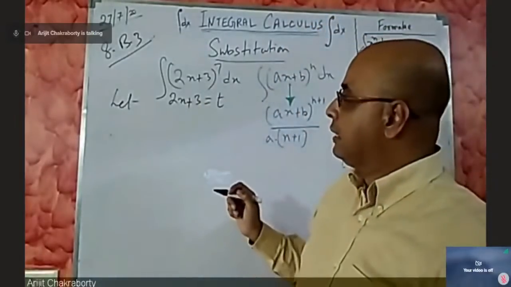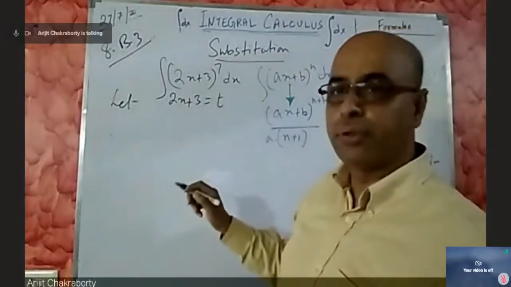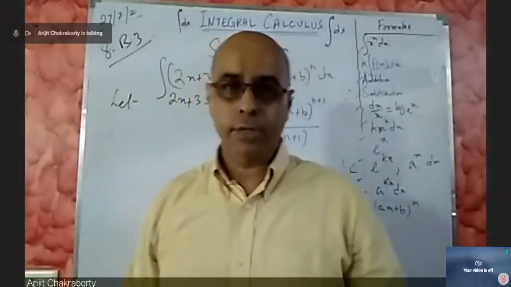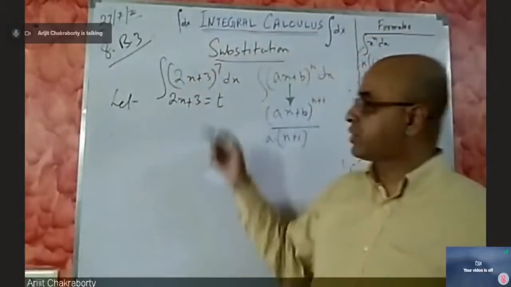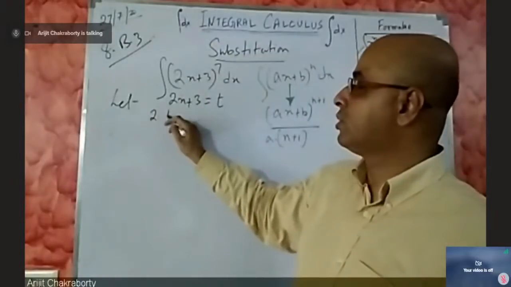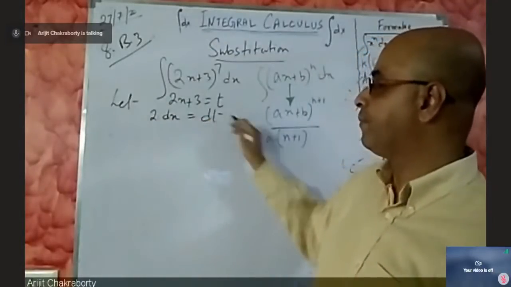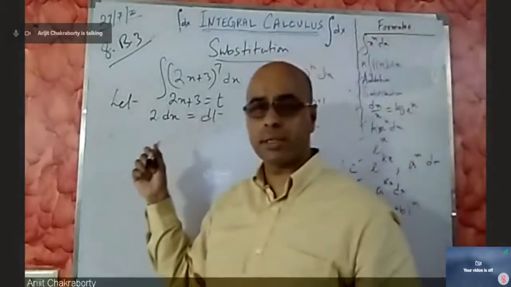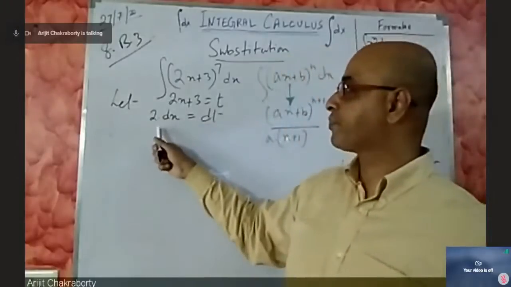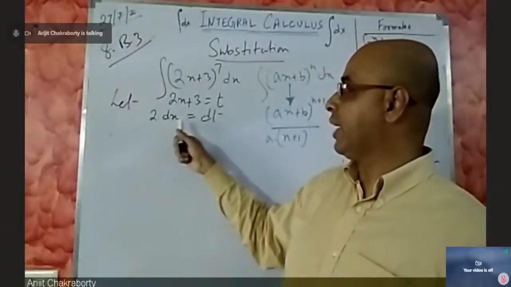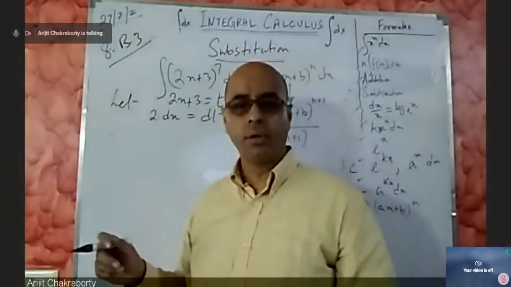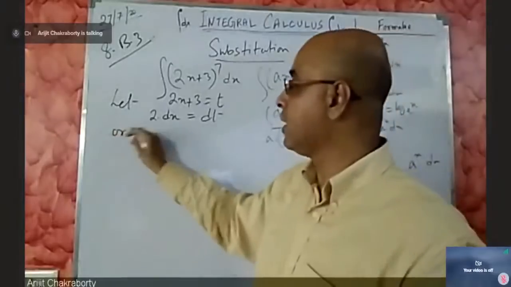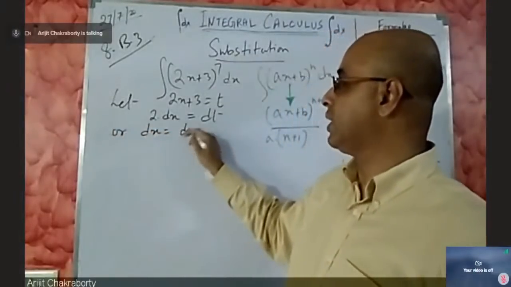Then if you differentiate both the sides, 2x plus 3 equal to t becomes 2 into dx is equal to dt, because in 2x the coefficient will be 2. So you have 2 dx, and the differential coefficient of 3 is 0. So this will be 2 dx equal to dt, or I can write dx is equal to dt by 2.